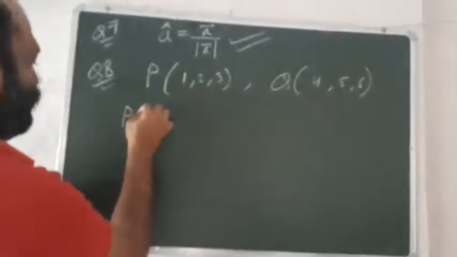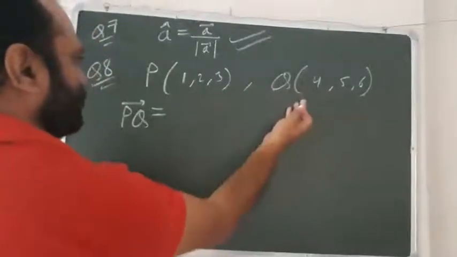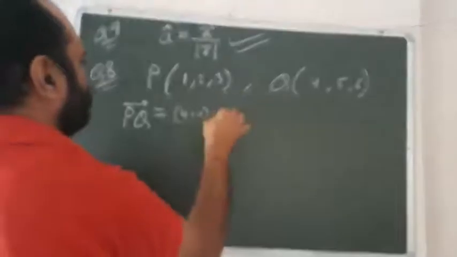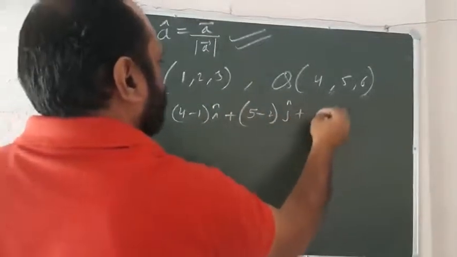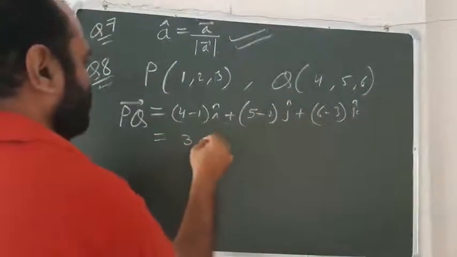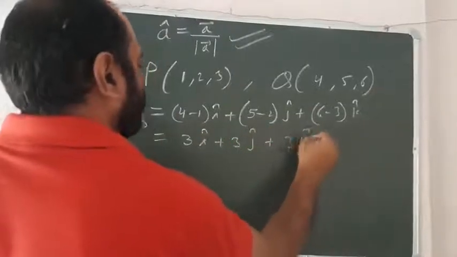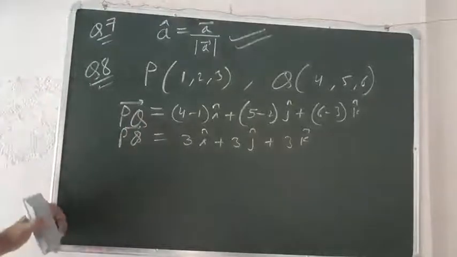Firstly you have to find this PQ vector. PQ vector is Q minus P, terminal minus initial, so we will get (4 minus 1) i cap plus (5 minus 2) j cap plus (6 minus 3) k cap. So we will get the value here 3 i cap plus 3 j cap plus 3 k cap. So this is the PQ vector.